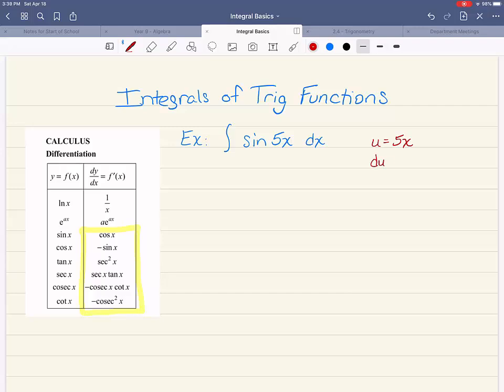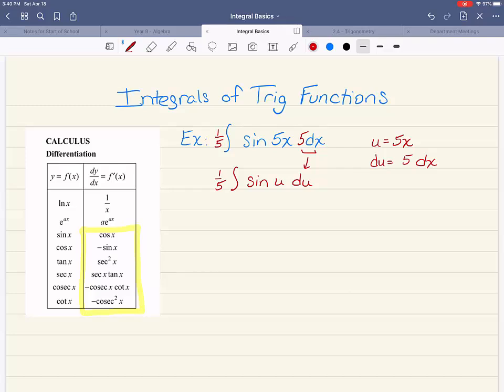Now when you find du, the derivative of 5x is 5 dx. I don't have my extra 5, so I need to put it in. I need to put the 1/5 out front. Now I have 1/5 integral of sine of u du. Here's your du. The rest of it is sine of u.